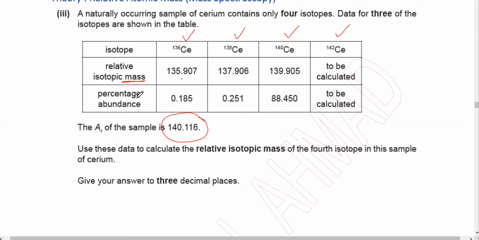One thing about percentages is, you have four isotopes, so the total percentage is always 100%. The total percentages should be 100% of all the isotopes. Now they've given that 0.185% is this one, 0.251% is this one, 88.45% is this one. So what is the percentage over here? You're just going to subtract it from 100.